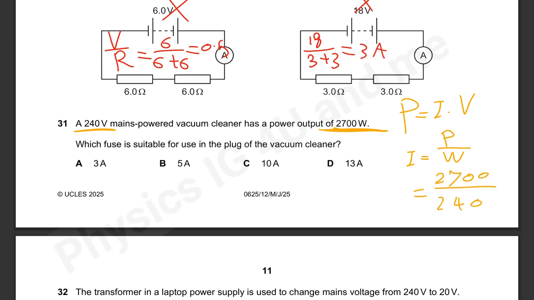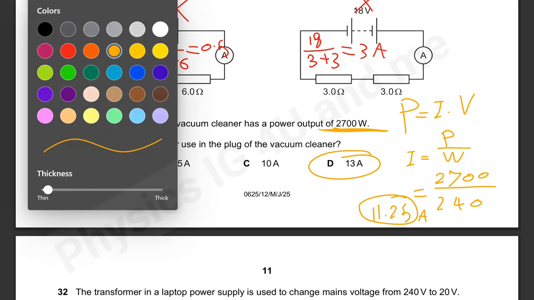240. Let me use my calculator, I didn't calculate this before. 2700 divided by 240 will give me 11.25. So we need a fuse that has a current value higher than this, which is option D. We choose the value that is just above the current we got. I hope it's clear.